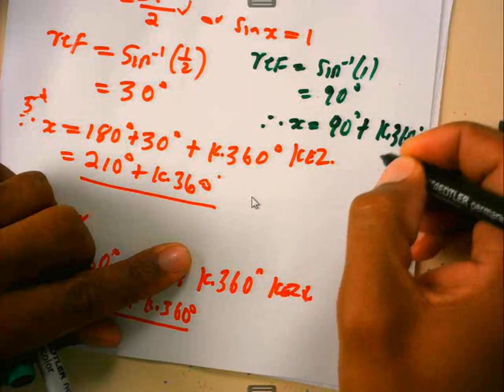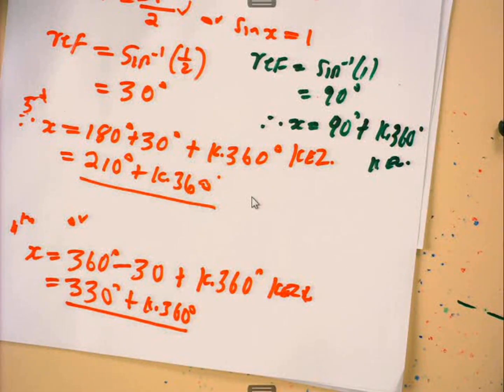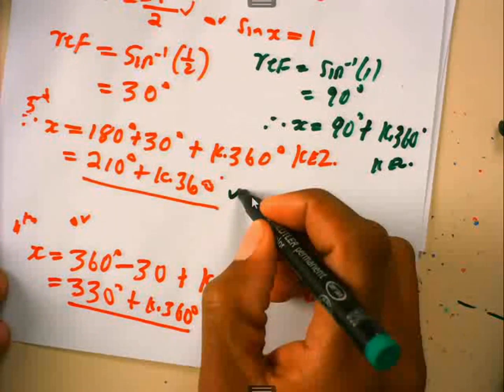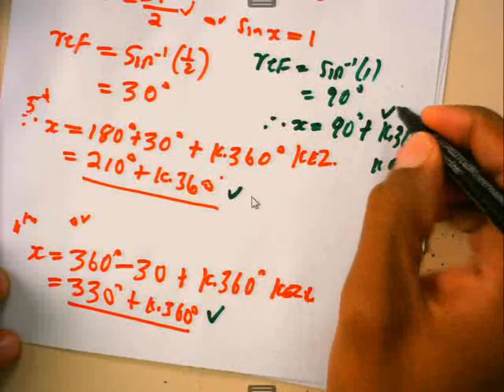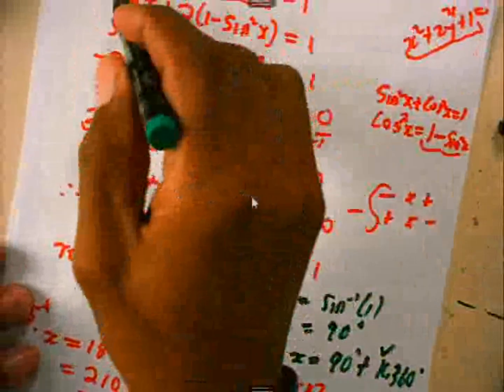360 degrees, where k is an element of what? Where k is an element of the integers. It means from these questions, you have three solutions, 1, 2, as well as 3. 210 plus k times 360, and the other one is 330 plus k times 360. Then the last one, of course, is x equals 90 degrees plus k times 360.